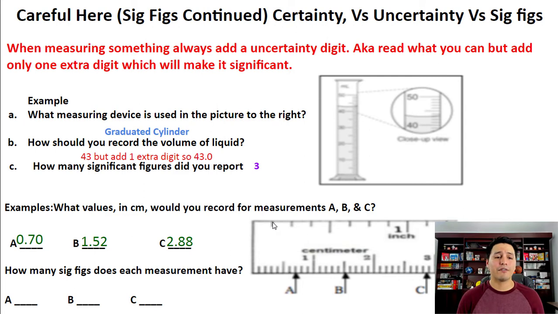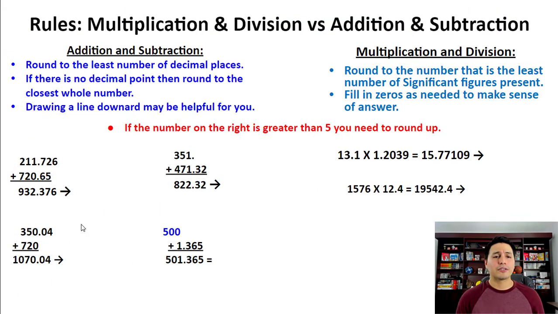So how many sig figs do each of the following have? Well, for A we have 2 sig figs, for B we have 3 sig figs, and for C we also have 3 sig figs. Let's go ahead and look at the rules for multiplication and division versus addition and subtraction.